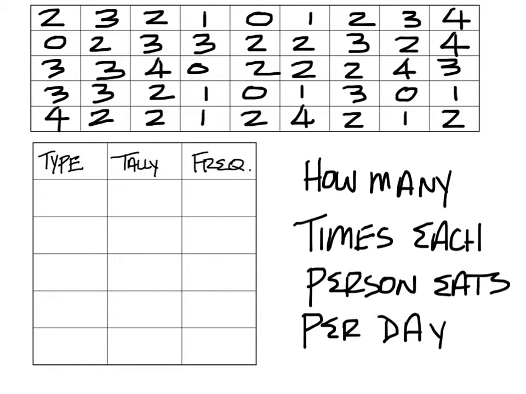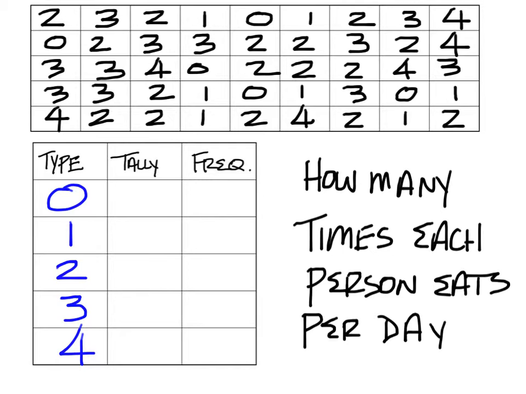Give me one type of data that's up there. Something that shows up in the list. 3. 3 shows up. Is there anything less than 3? 1. Anything less than 1? 0. So we'll put them in order. What do I put next? 1, 2, 3, and 4.